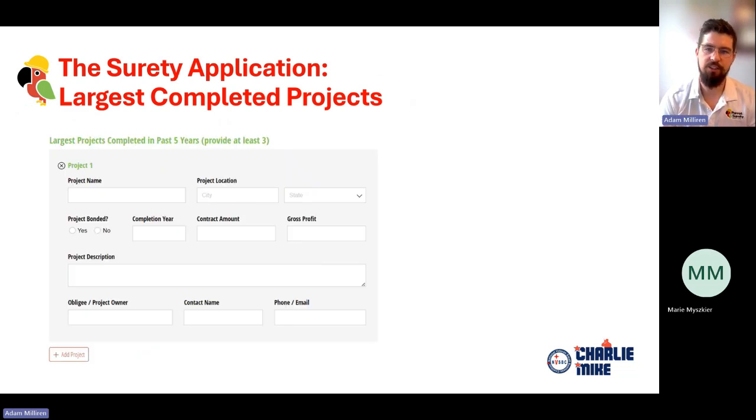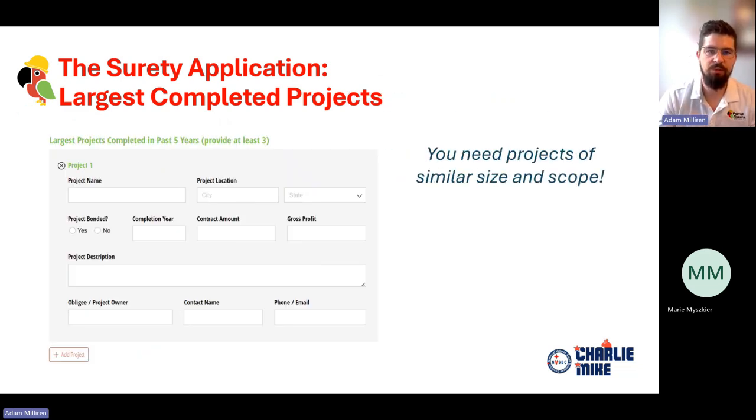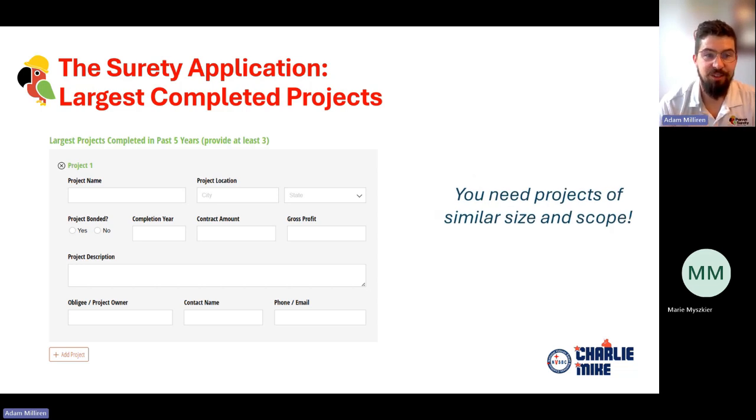Largest completed project. So this is super, super important that you provide your largest completed projects, because if you're going for more projects that are larger than what you've done in the past, it's important that you have projects within that same range of what you're going for. So this just provides some background information and contact information about that project, including what the contract amount was and what your profit was. And we need to provide at least 3 of those to show depth there.